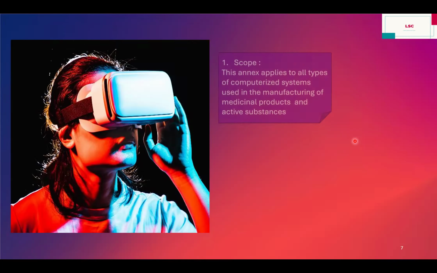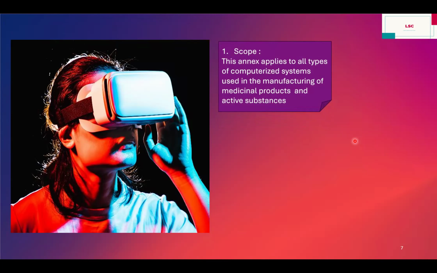Now, first of all, scope. This Annex applies to all types of computerized systems used in the manufacturing of medicinal products and active substances.